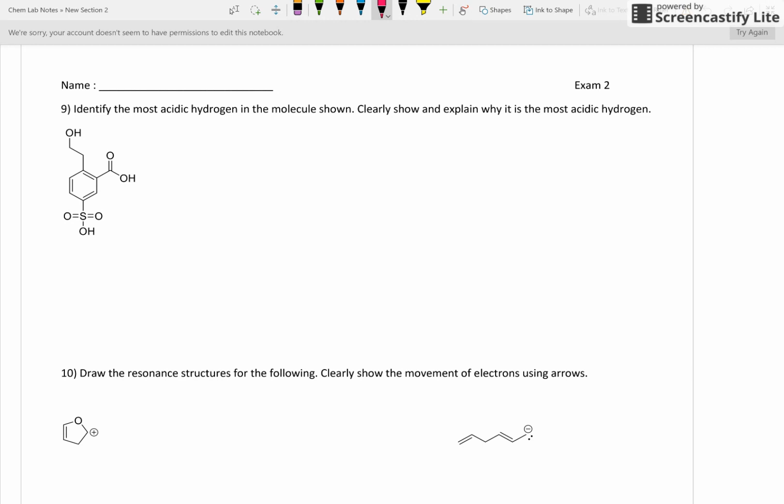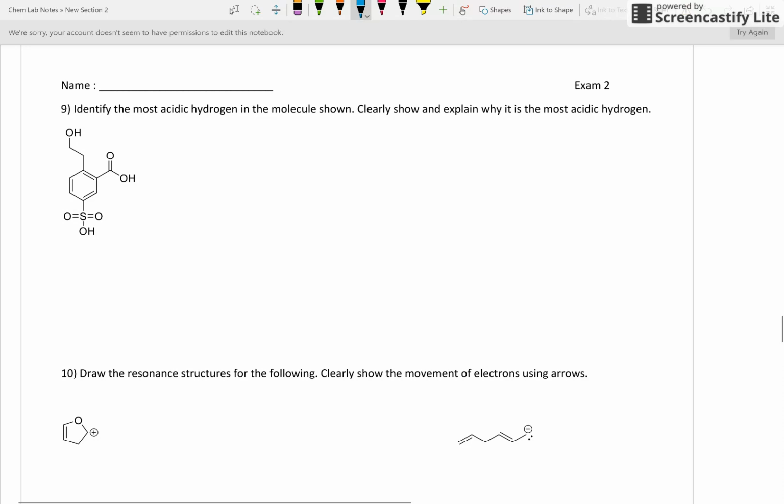Now remember, whenever I'm asking you to explain why something's the most acidic, what I'm really asking you to do is make it act like an acid, and then show me how it's stabilizing that charge, right? So show me why the conjugate base is stabilized, or why the minus charge is going to be stabilized afterwards. That's really what it's asking. But let's tackle the first part here: identify the most acidic hydrogen.